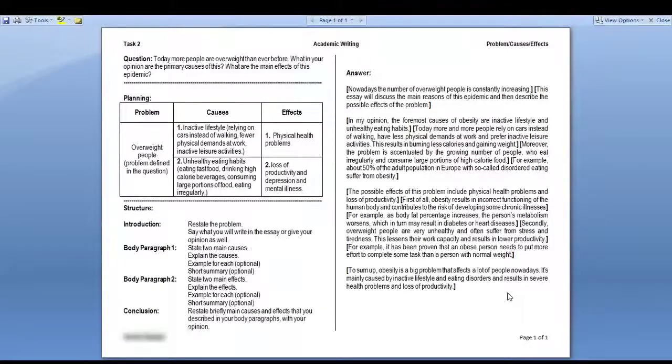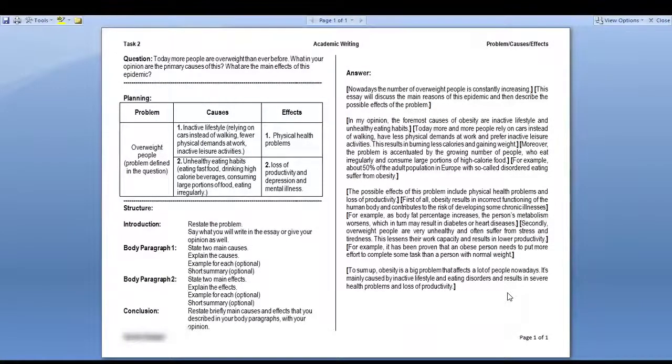Okay. Now, as you can see, the problem is already given in the question. Now, what are the causes for this? The causes are inactive lifestyle. That means people do not have an active lifestyle when it comes to their health. Okay, so they rely on cars instead of walking, fewer physical demands at work, inactive leisure activities.